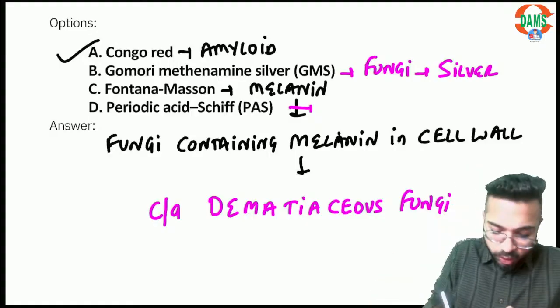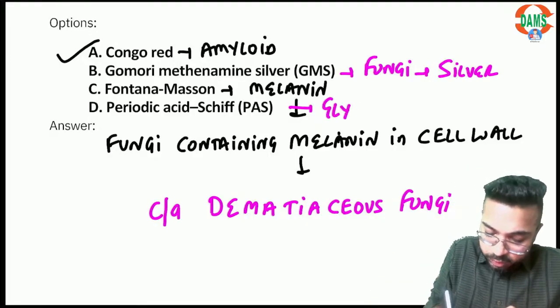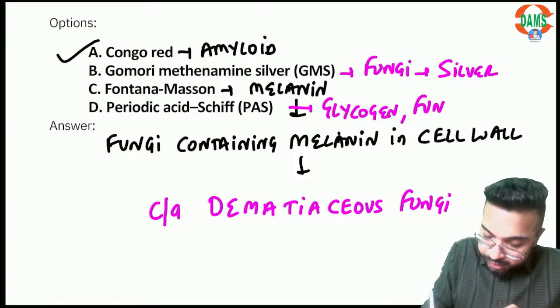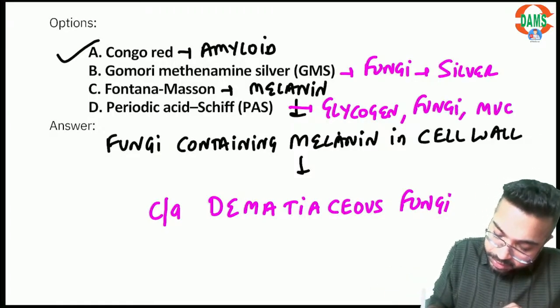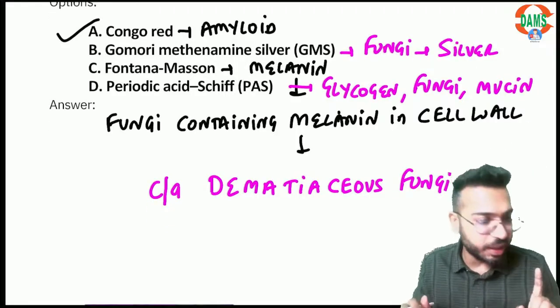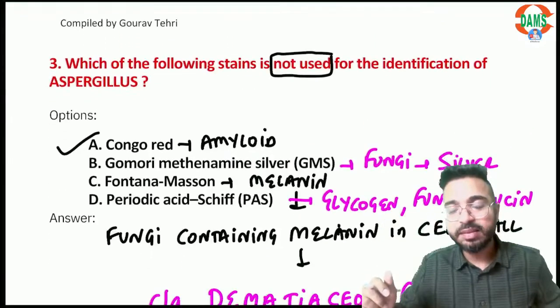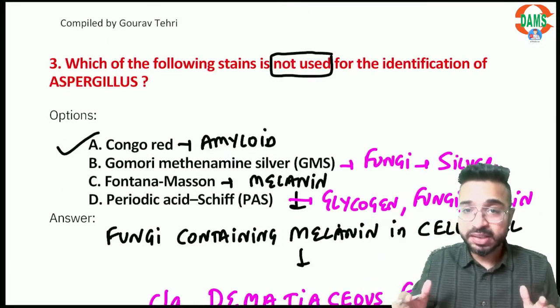PAS, we all know, is not at all specific. PAS is used for glycogen, PAS is used for fungi, PAS is used for mucin. PAS is everywhere. तो PAS से PAS रहना है, दूर नहीं जाना है. Done. So now, because Aspergillus was asked in this question, for next year, be prepared, boss.